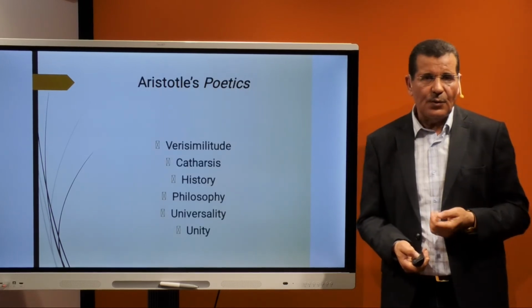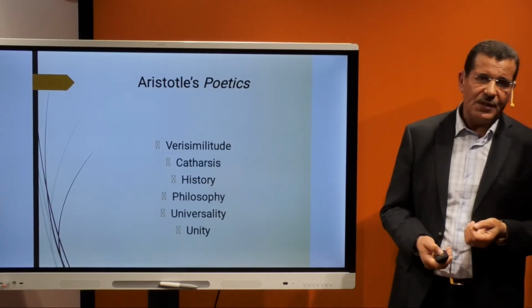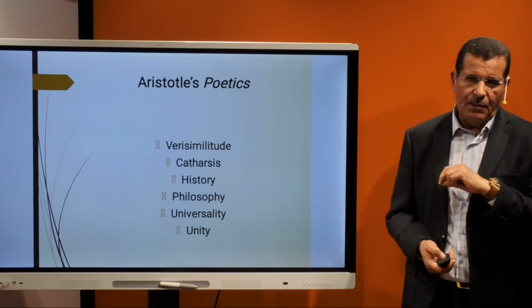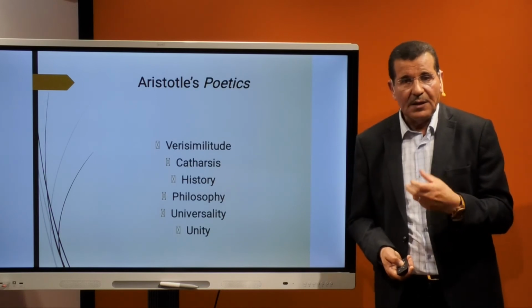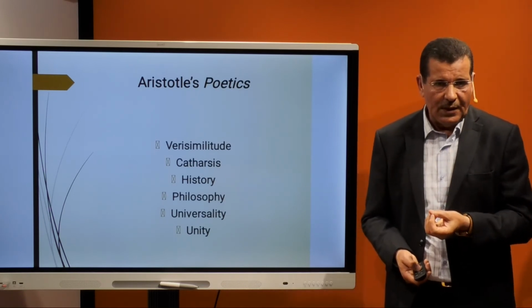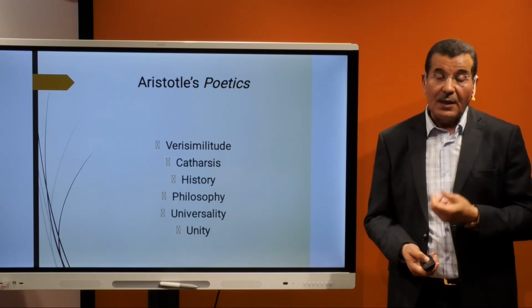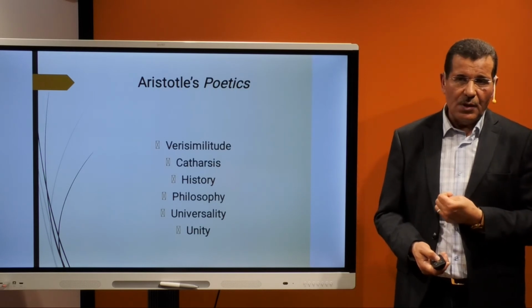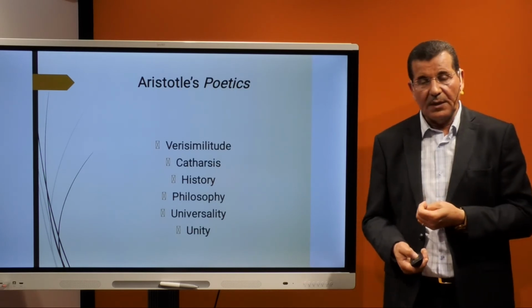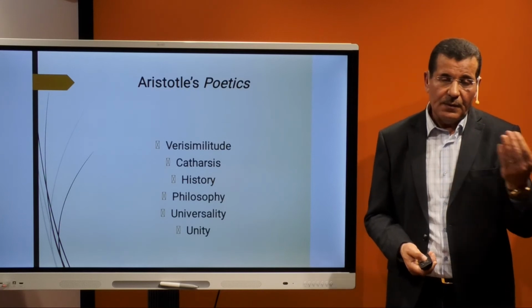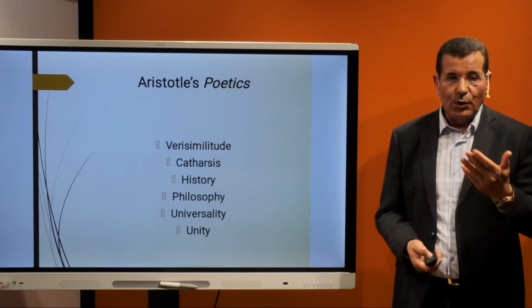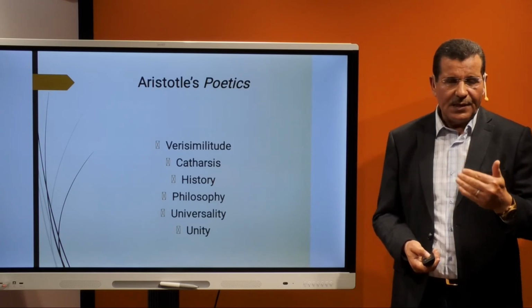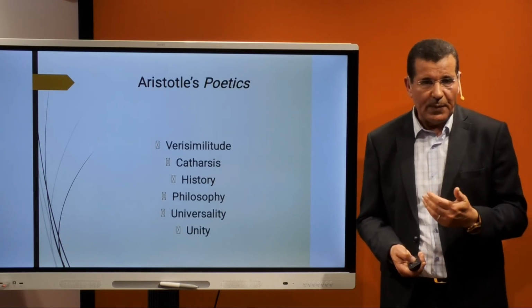So I have had to sum up Aristotle's Poetics. You can see very important points here. Mimesis: art is similar to reality, to the truth. Catharsis, the emotional aspect of art. History, the difference between historian and artist. Philosophy, it is philosophical. Universality, unity. These are some of the principles introduced by Aristotle.